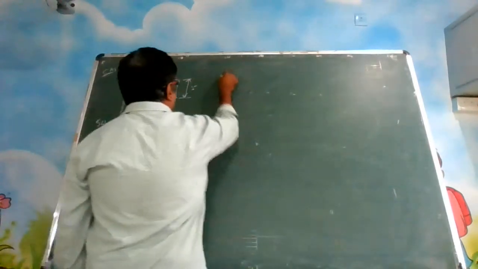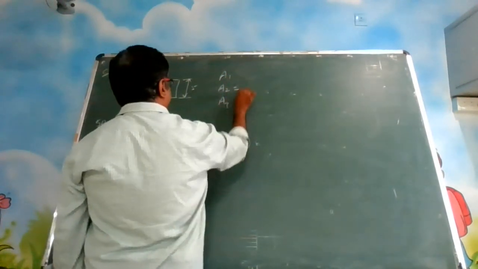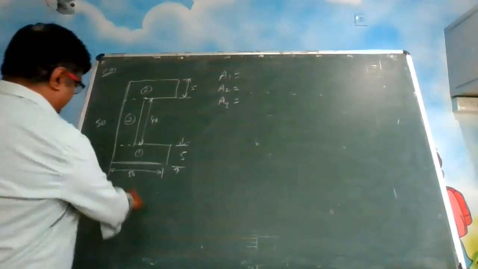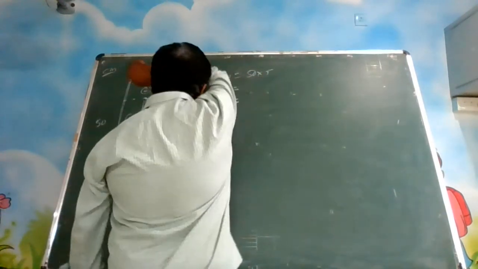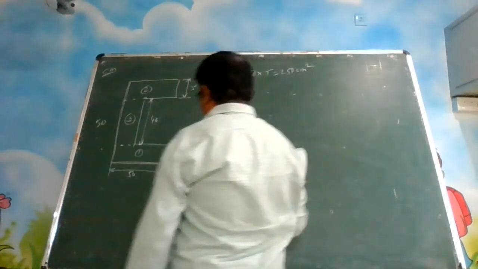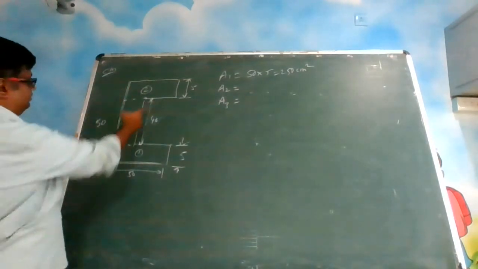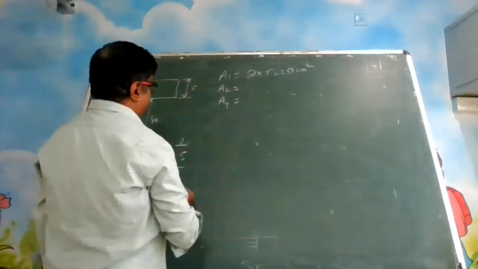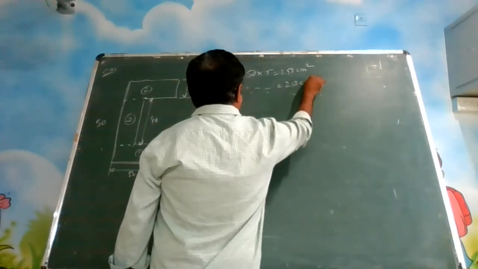पहले A1, A2, A3 लिख लेते हैं. A1, A2, A3. A1 कितना है? 50 into 5. Okay, it is 250 सेंटीमीटर स्क्वायर. A1 जितना होगा A2 भी उतना ही होगा. दोनों एकदम सिमिलर है और बोथ आर सिमिलर. So this is also 250 centimeter square.